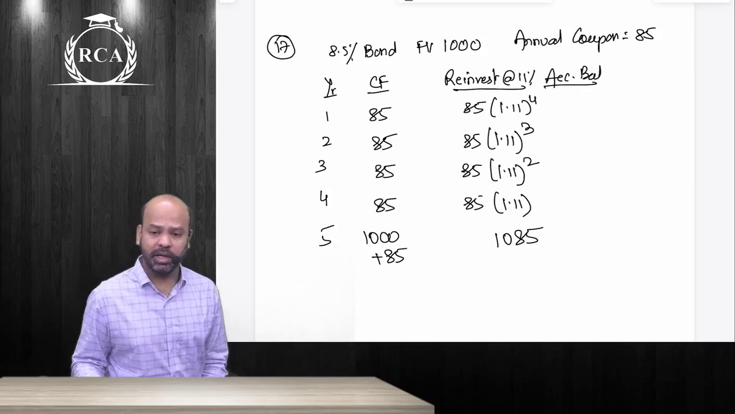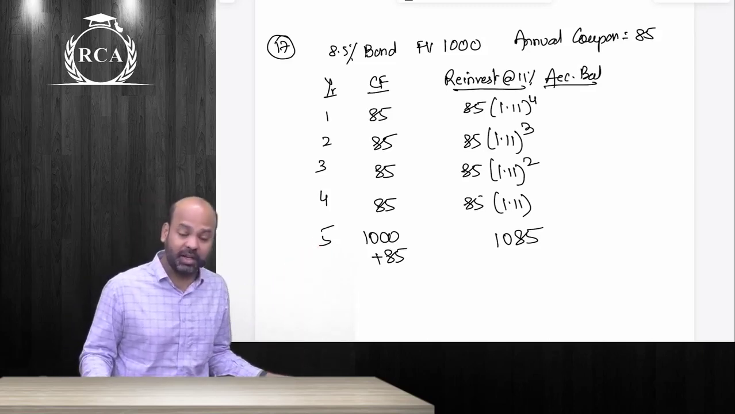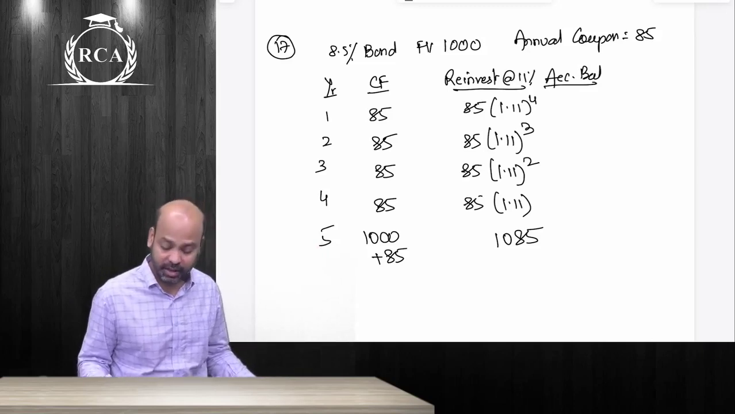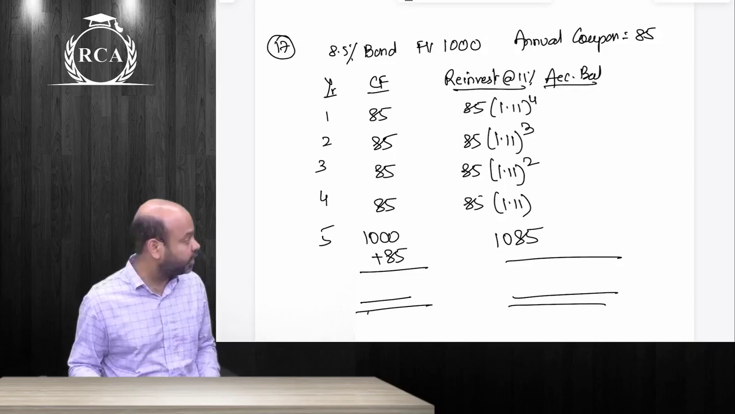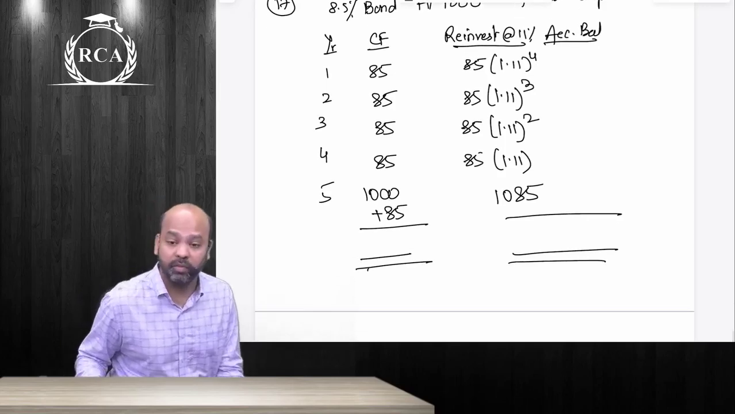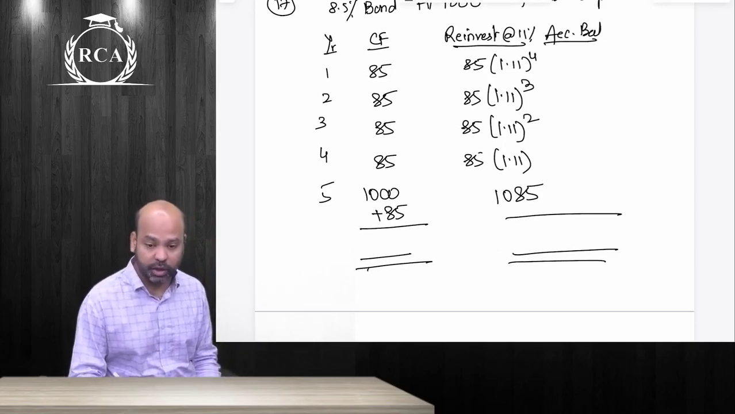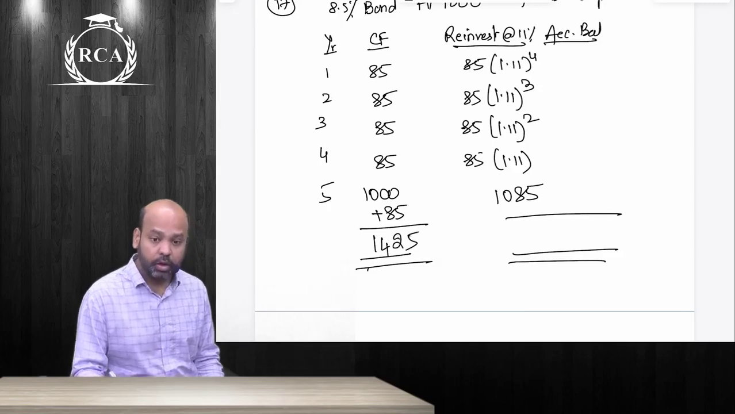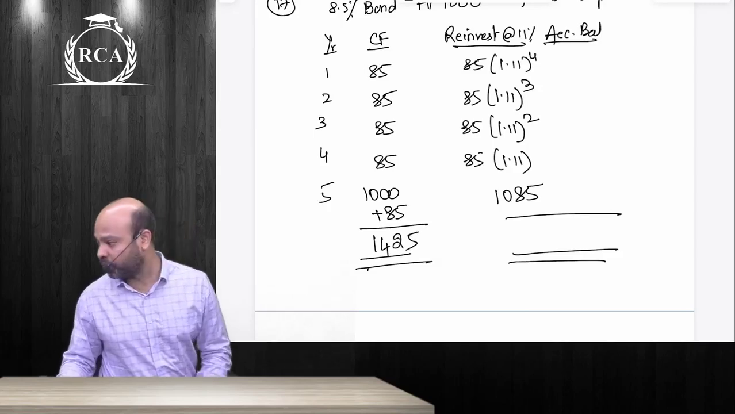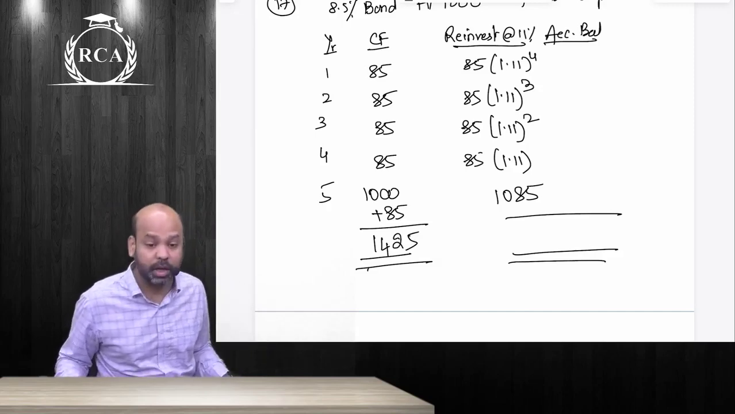Samajh mein aa raha hai, nahi aa raha hai? On the last 1085 you will not have any reinvestment income because this is directly at the end of 5th year. You will have to take the total of both the things, beta. The difference will be your reinvestment income. Without any reinvestment, guys, the total cash flows that you are getting is 1425. You will have to compute with reinvestment what is the total cash flow that you are generating, guys, and then the differential amount will become your reinvestment income.